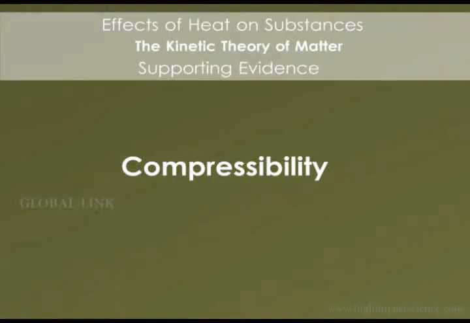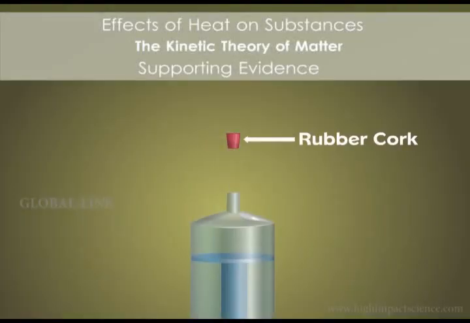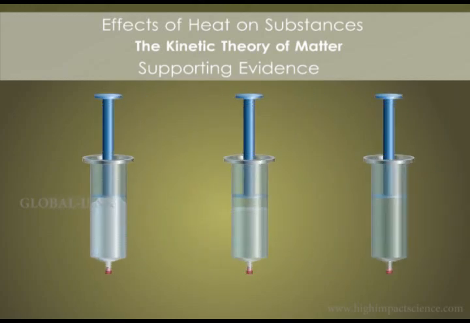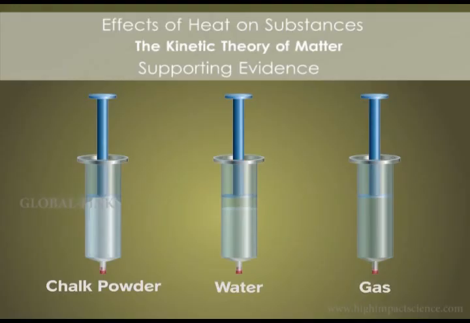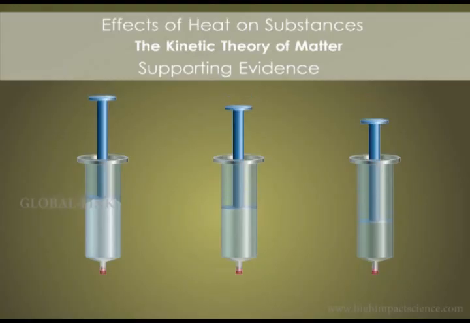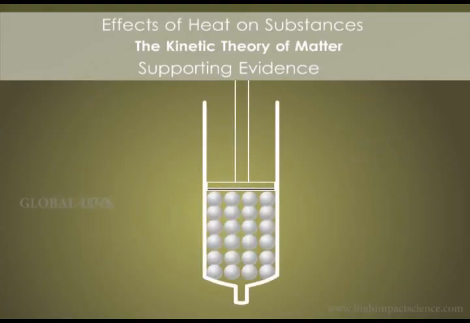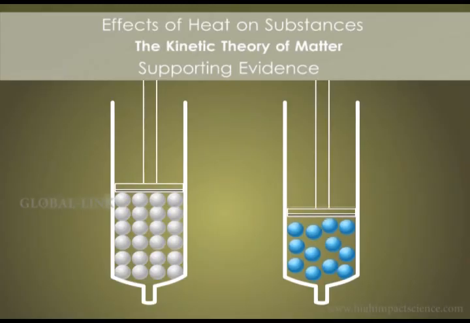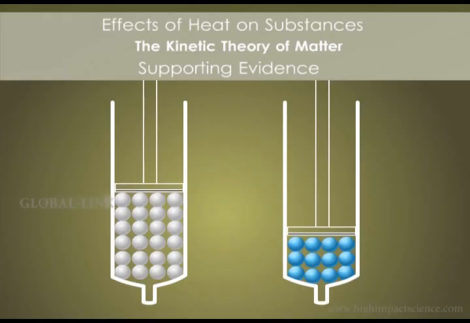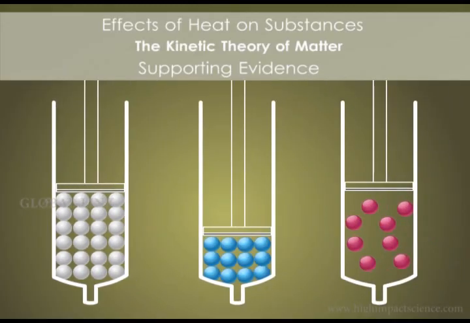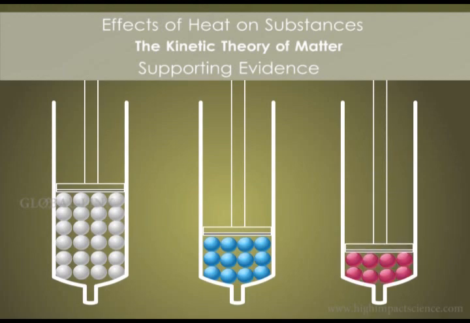Another important feature is compressibility. If we take 3 syringes and close the mouth of each syringe with a cork, we fill one syringe with chalk powder, another with water, and leave the other empty. We insert a piston and try to compress the material inside the syringe. You will see that the syringe with solid is not compressible because solid particles do not have enough spaces between them. The syringe with water is slightly compressible because there is some space between the water particles. The syringe, which is empty, is easy to compress because the particles in a gas, that is air, have very large spaces between them than in solids and liquid.